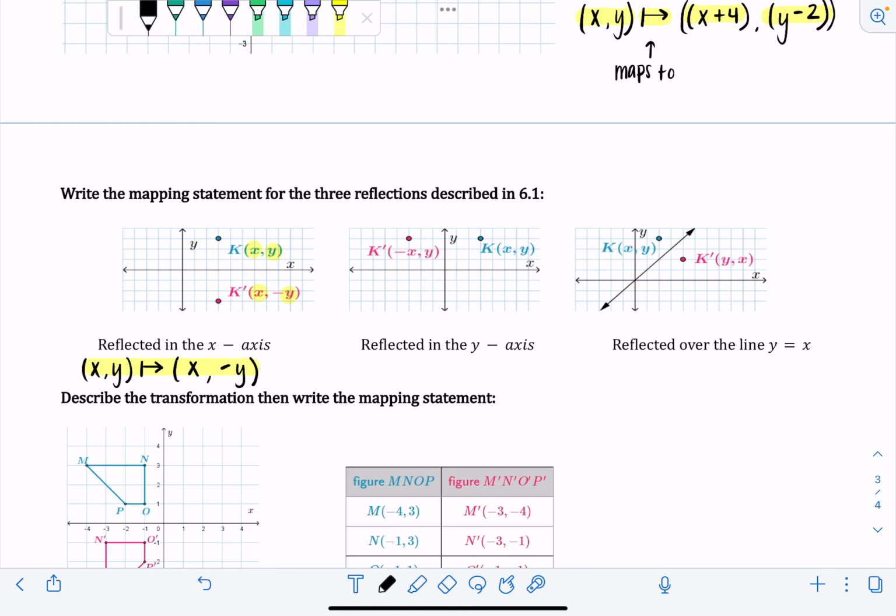And then this would be a good time to maybe pause the video and practice the next one on your own, see if you can get them, and then resume once you're ready. But for the second one, we're reflecting in the y-axis, so we're starting with xy, and then maps to. You'll notice on our pre-image it's x, and our image is negative x. So it's going to map to negative x. And then in our image, it's y. It stays y over here, so y stays the same.